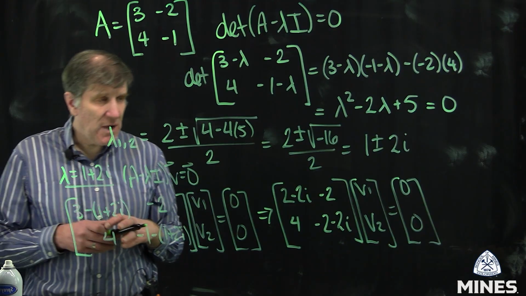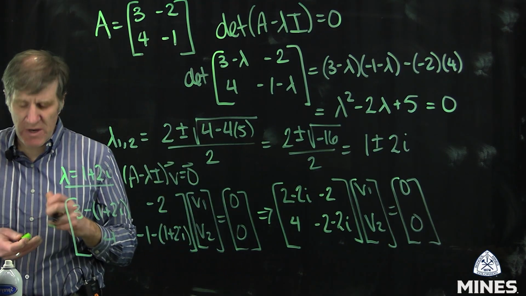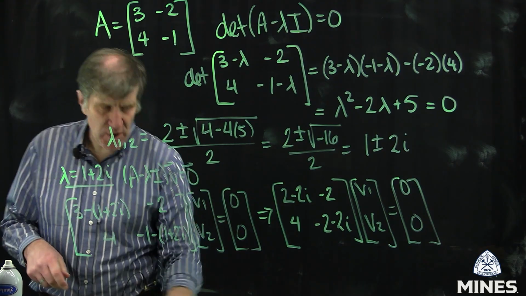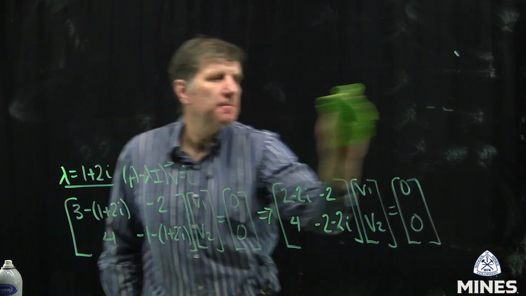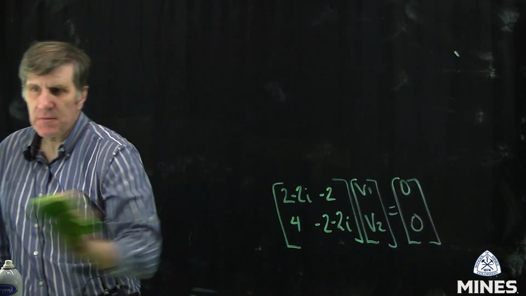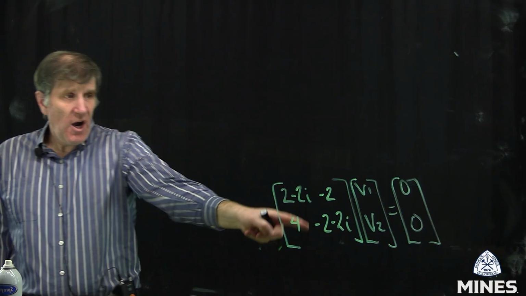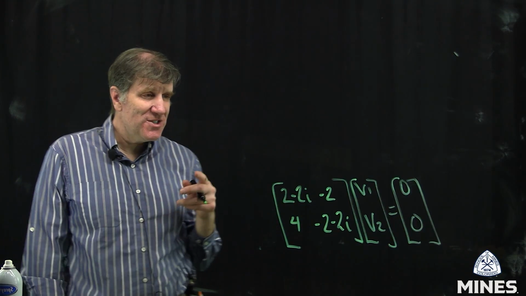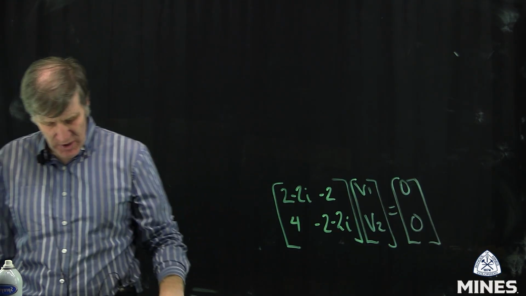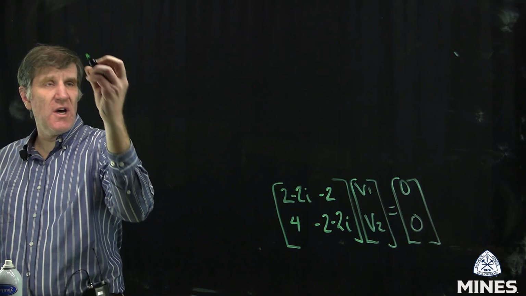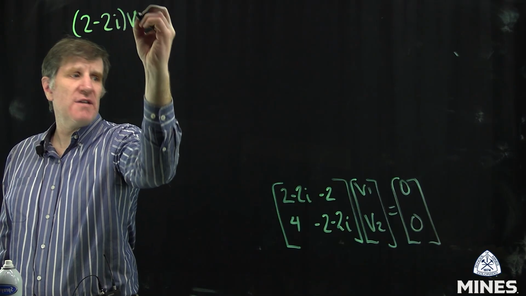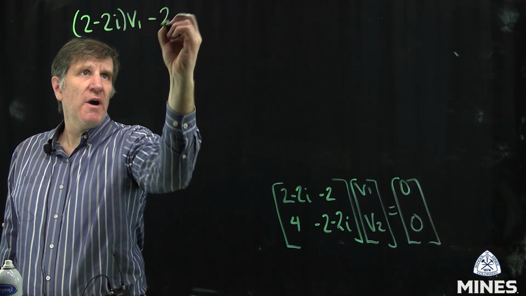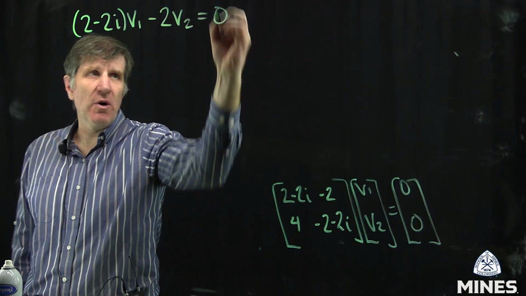We are just about done, but I'm going to clear out a little bit of space for the work, and then we'll finish this problem. I left our system of equations for our eigenvectors up on the board. This is what we have. So let's do the matrix multiplication on that. That looks like 2 minus 2i times v1 minus 2 v2 equals 0.